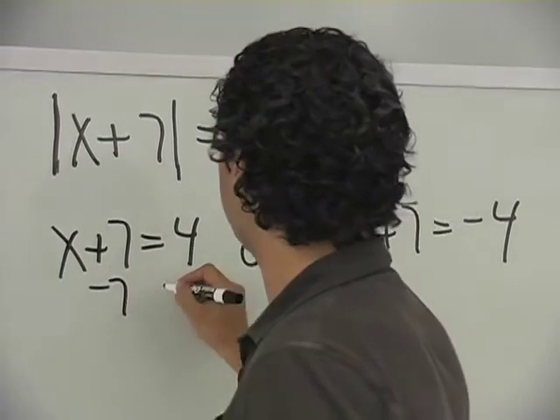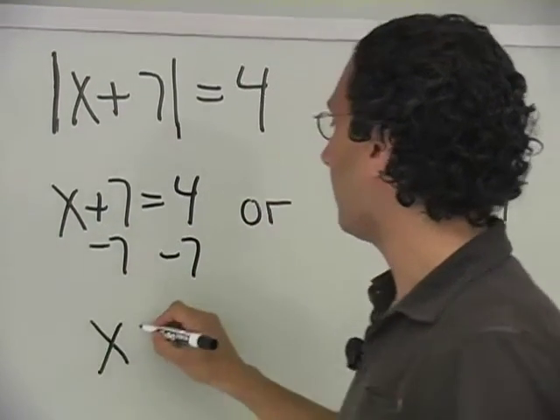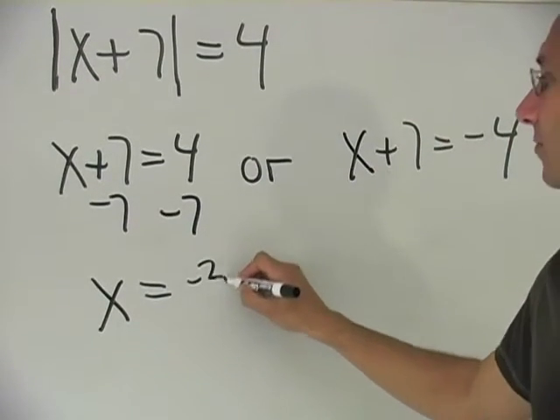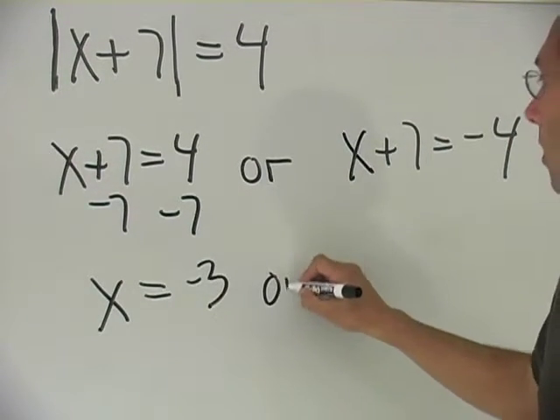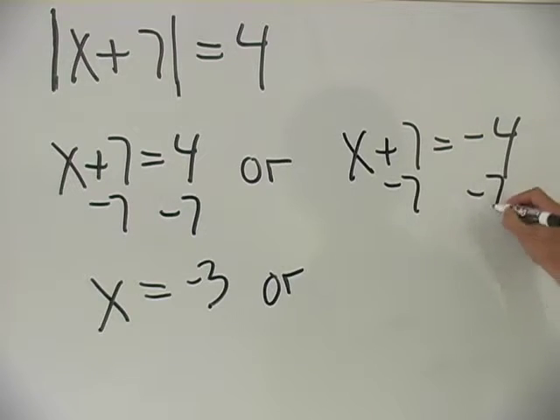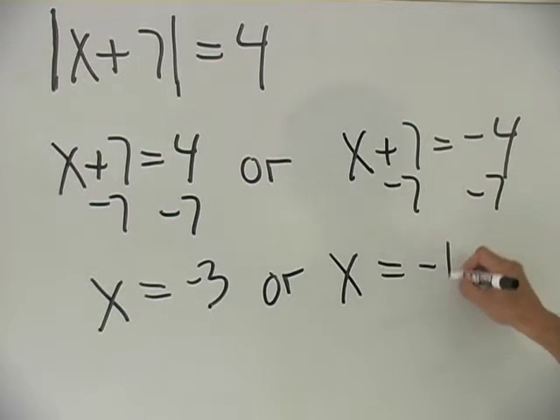So let's see. Subtracting 7 from both sides, we get that x could be negative 3. Or subtracting 7 from both sides, x could be negative 11.